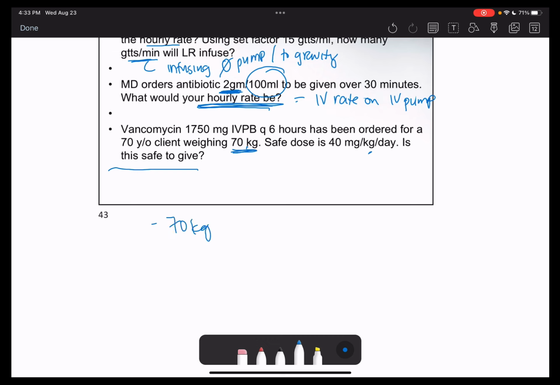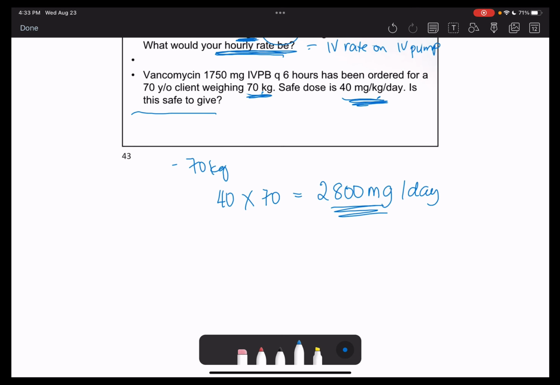Next, right? Looking at this, your safe range, you're going to use that to calculate for the safe dose per day. So I'm going to get that 40 milligrams times the weight, which is 70, which is equal to 2,800 milligrams per day. So in a day, this is the safe amount of medication that I can give.